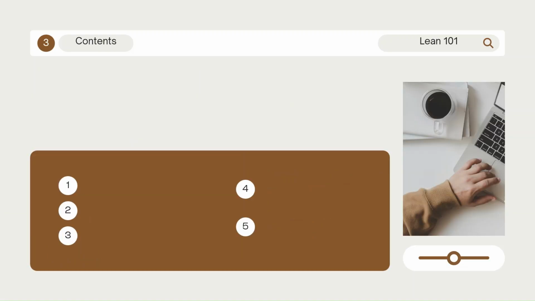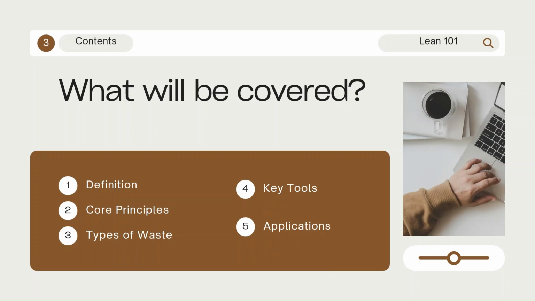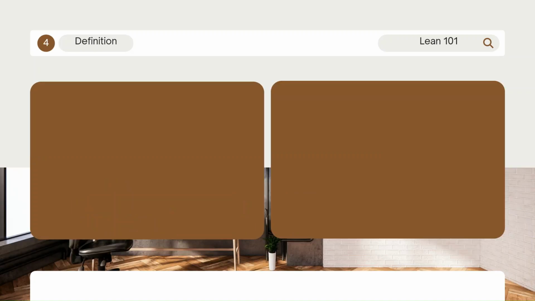Let's go to the next slide and understand the contents that we'll be covering in this course. So what will be covered? First is definition, second is core principles, third is types of waste, fourth is key tools, and fifth is applications. In this PPT, we'll be learning about the core principles.